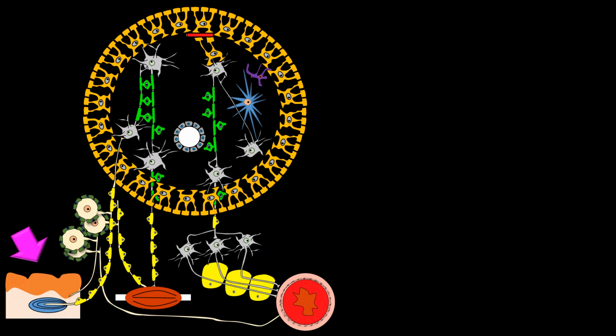Here I am representing the skin with myelinated axons connected to an encapsulated receptor and unmyelinated axons. Here the muscle with an afferent myelinated axon and an efferent myelinated axon. This structure represents the bowels.